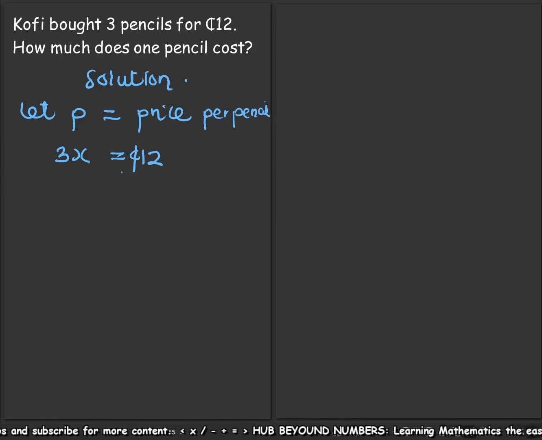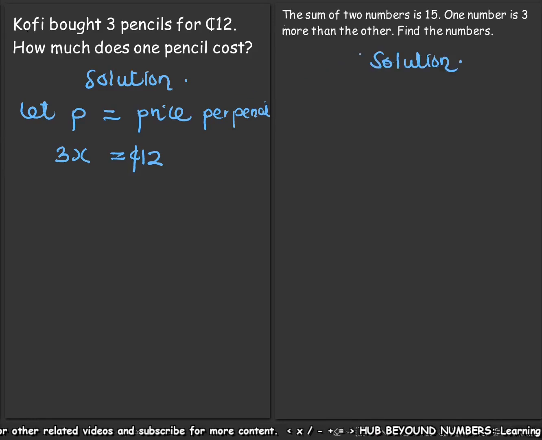Equations. There are so many. We'll look at them one after the other. Now, let's take a look at this second question here. It says the sum of two numbers is 15. Initially, we said sum means addition.